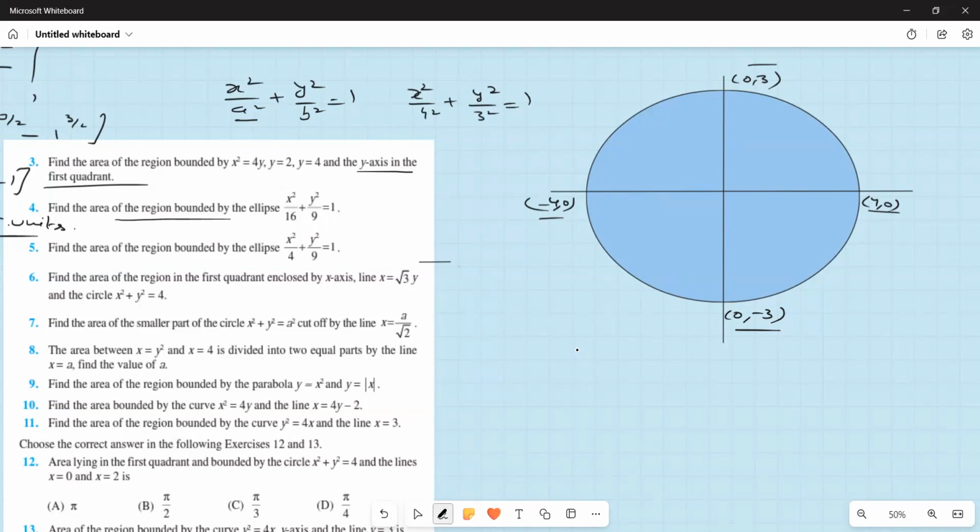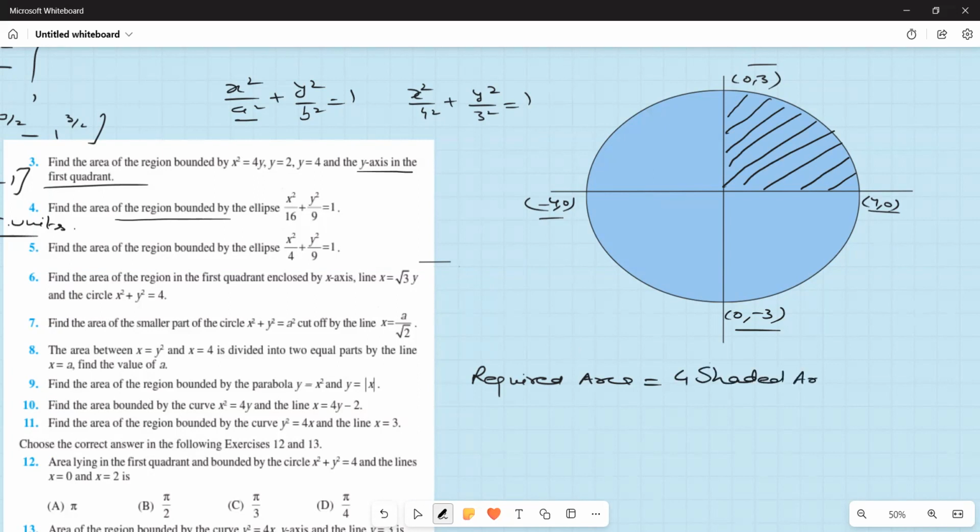So what can you say over here? Required area is equal to... Now I am shading this. Why? Because if I find out this area, isn't this 4 are equal only? Because the curves are symmetrical, so what will you write? 4 times shaded area.